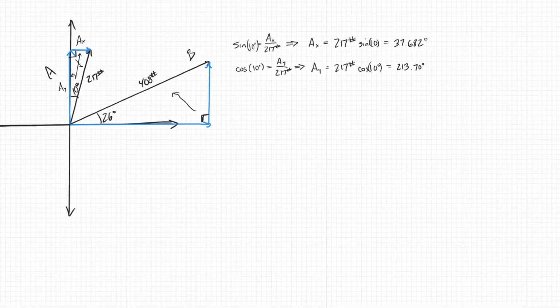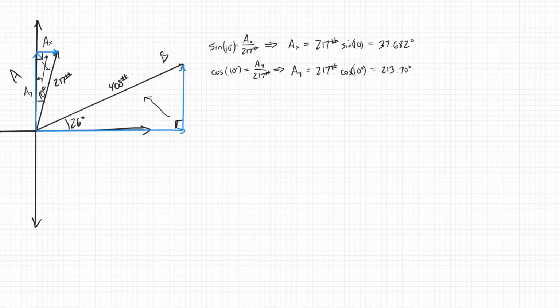Okay, so this is AX and AY. So I can say then that A equals, I put degrees on there. That's dumb. You know, these things happen. Okay, pounds. Pounds and pounds. Okay, so A equals 37.682 pounds in the I direction plus 213.70 pounds in the J direction. Now, some people will put a little arrow, some people put a little hat. I don't really care what you put there, okay? So that's A.